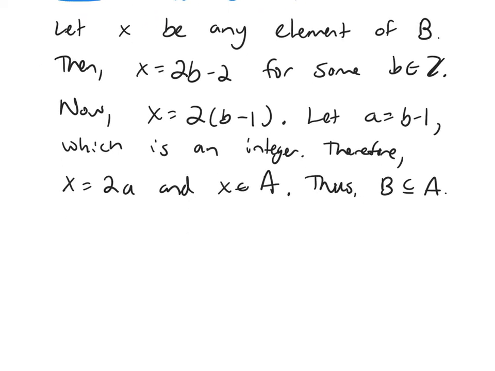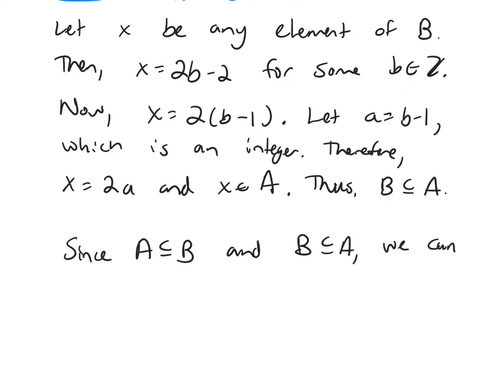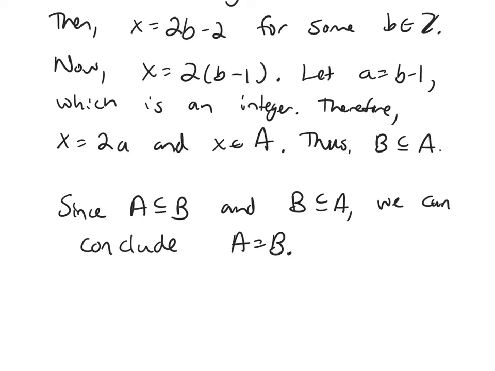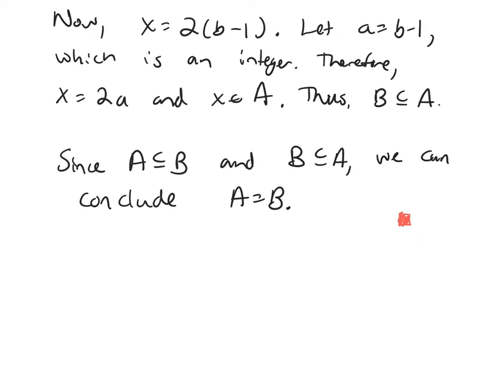And now we're going to put our 2 parts together to make our final conclusion. So we showed in the first part A is a subset of B. In the second part we said B is a subset of A. This means that we can conclude that A equals B. And we've completed our proof, so we put a filled in square here to say that our proof is complete. And we've shown that these 2 sets are in fact equal.